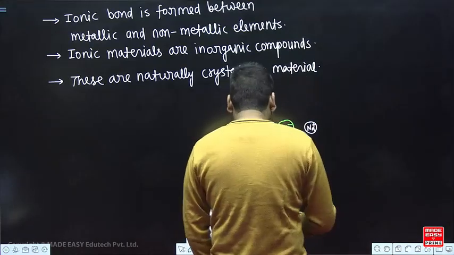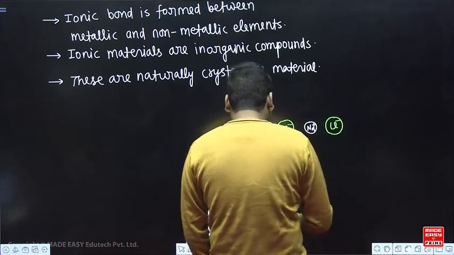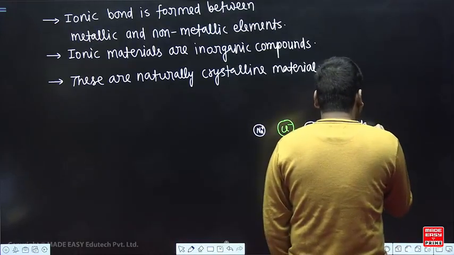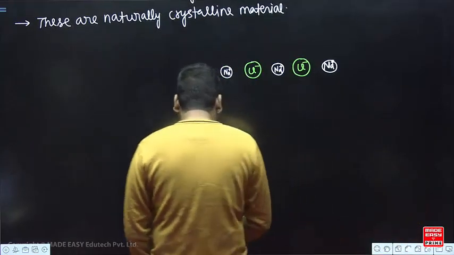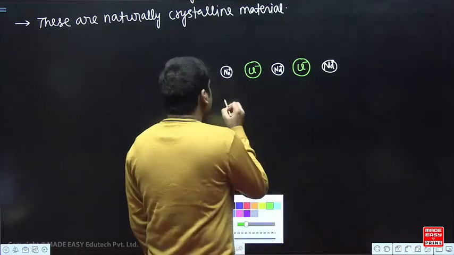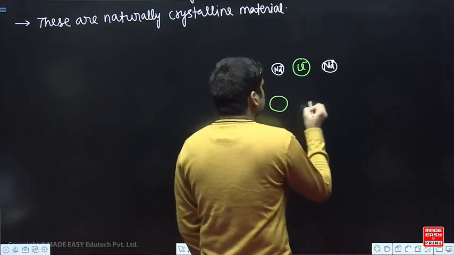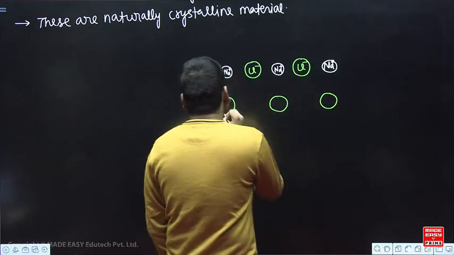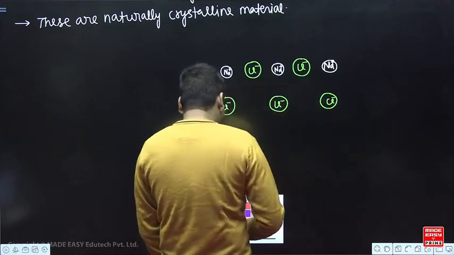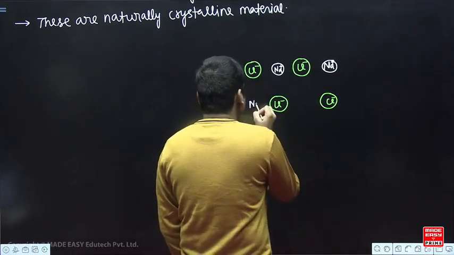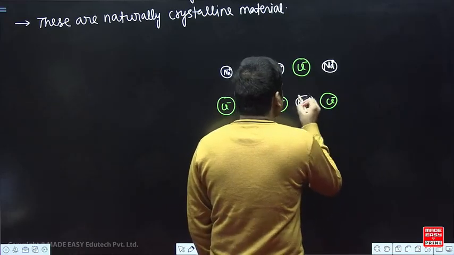This I am representing Cl minus. Then again Na plus. I want to show their three-dimensional arrangement, but I'm just trying to show you one cross section. Here you will have Cl minus, Cl minus, Cl minus. Then you will have Na plus, Na plus, Na plus, like this.